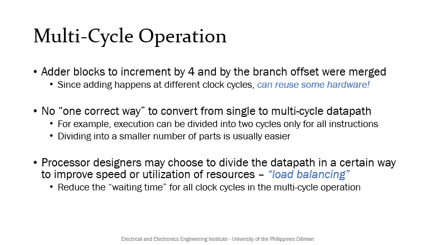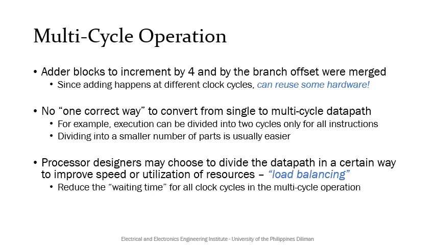Processor designers may choose to divide the data path in a certain way to improve speed or utilization of resources, called the load balancing technique. The goal of this is to reduce the waiting time for all clock cycles in the multi-cycle operation. For example, if the ALU takes 10 nanoseconds to finish, while the rest takes only 1 nanosecond, then the clock will most likely be dictated by the slow ALU at 10 nanoseconds.